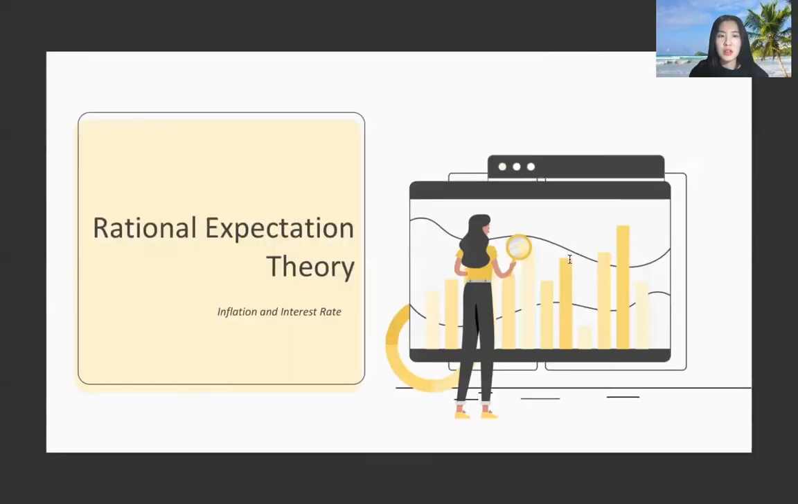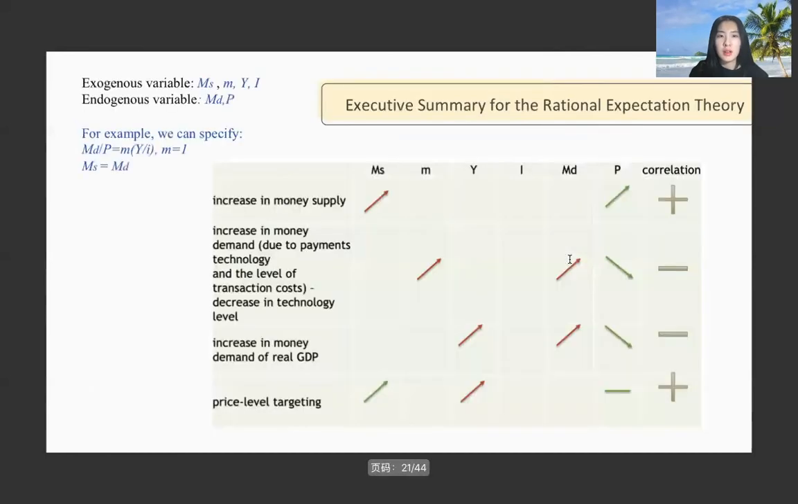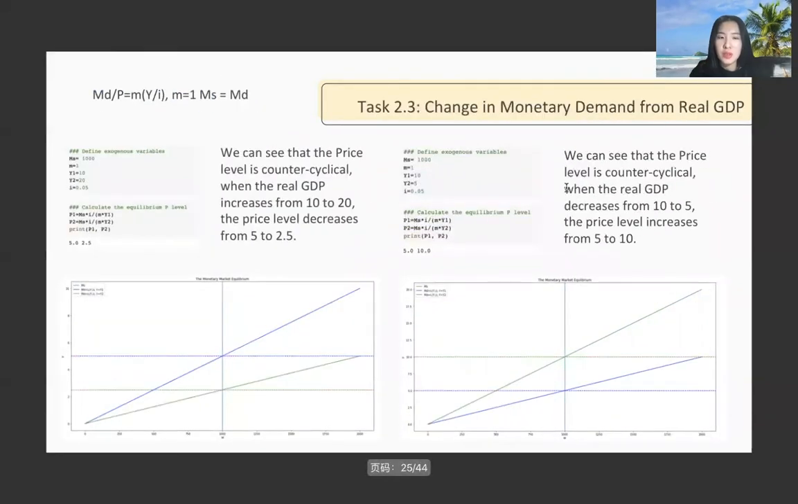And then there is the rational expectation theory. This is the summary for this rational expectation theory model. There are some exogenous variables and endogenous variables. We talk about how those variables affect the price level, and we find the correlation between them. Those are some figures and numbers that we produced in the code laboratory. We use coding technology to simulate changes.